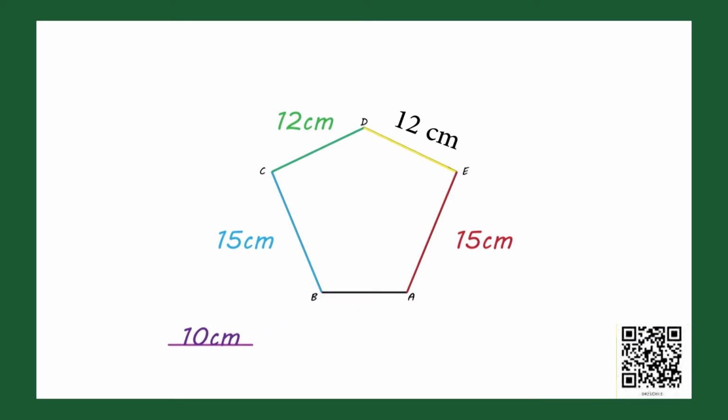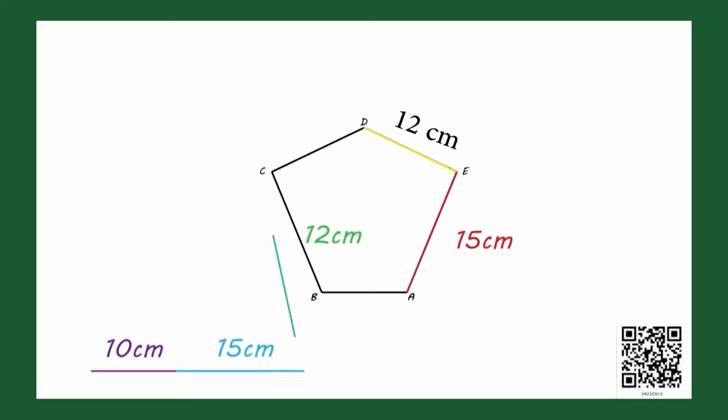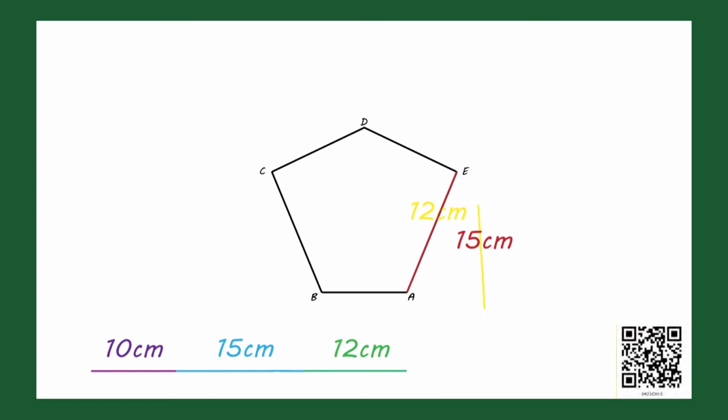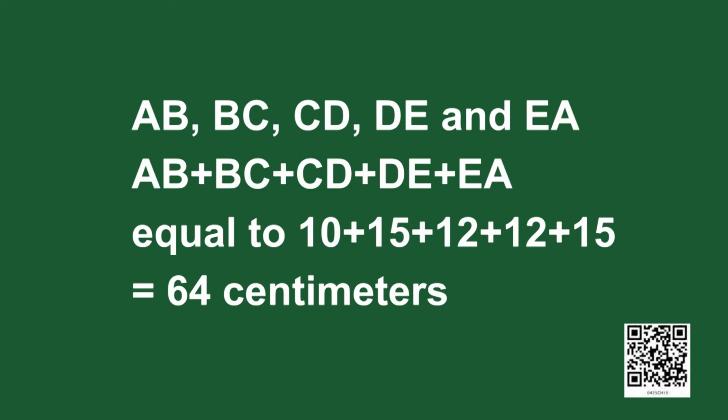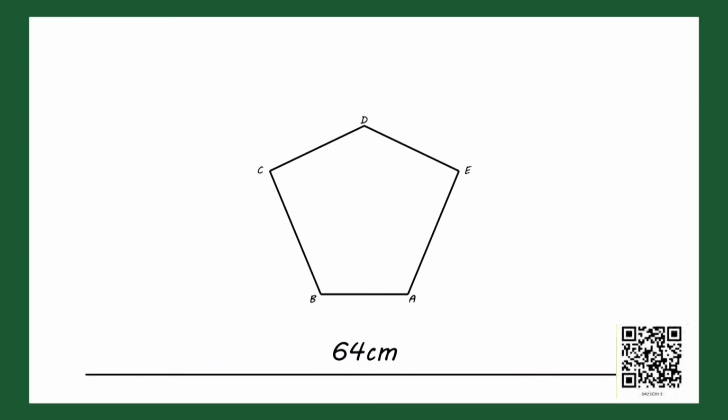Then, how to get the total length of the boundary? By adding the lengths of the sides AB, BC, CD, DE and EA. AB plus BC plus CD plus DE plus EA is equal to 10 plus 15 plus 12 plus 12 plus 15, which is equal to 64 centimeters.